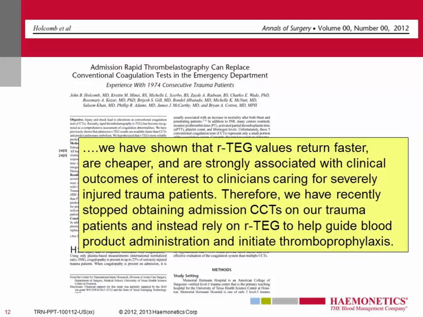This is a study done down at Memorial Hermann. Brian Cotton and John Holcomb presented this study back in 2014 out of Memorial Hermann.